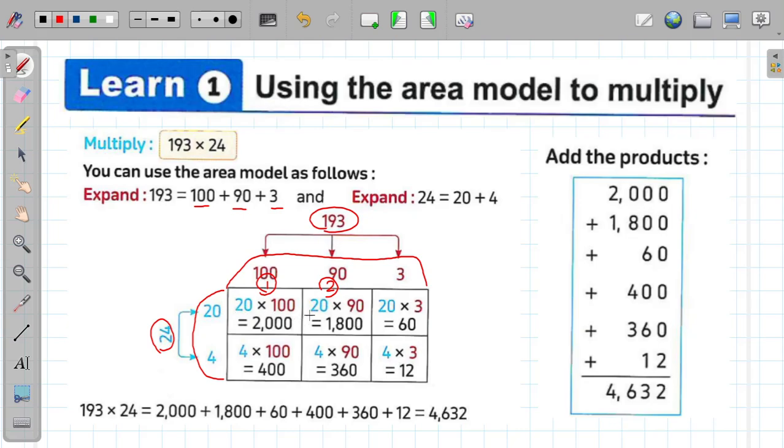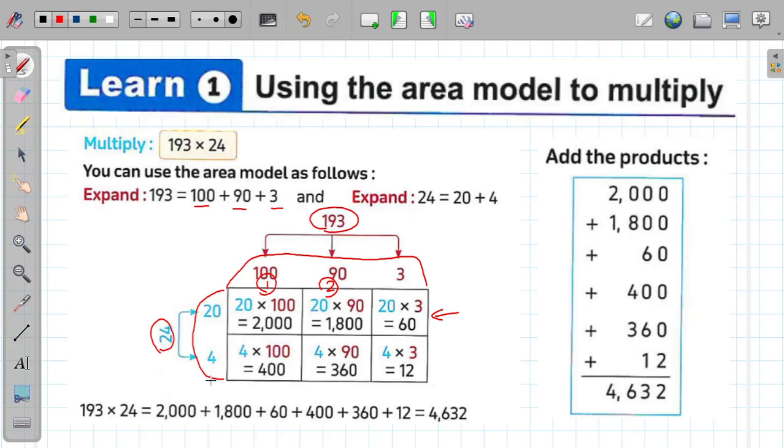Okay? The second rectangle here has sides 90 and 20. Okay? So all of this row has the same width, 20. And so I will multiply 90 times 20 equals 1800. And the third rectangle here has sides 3 by 20. So the result, or the area, equals 60. So this is the first row, when we multiply 193 by 20.